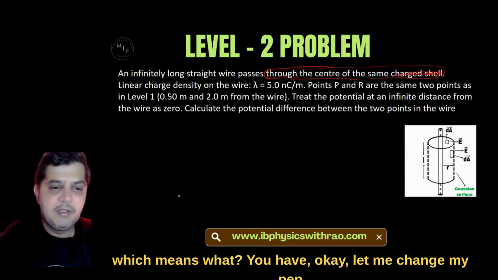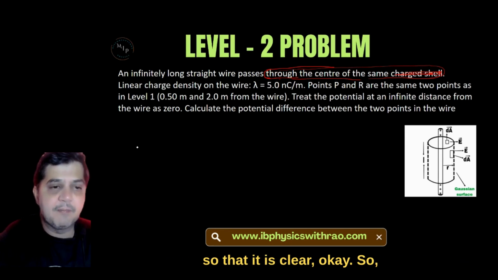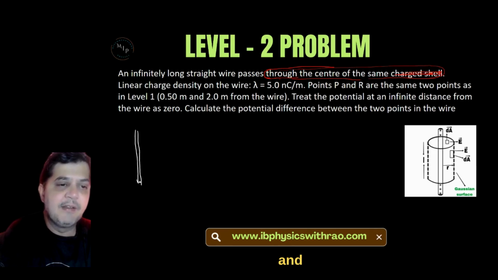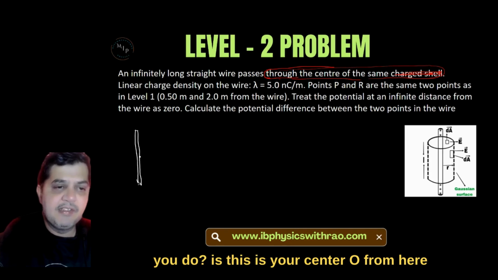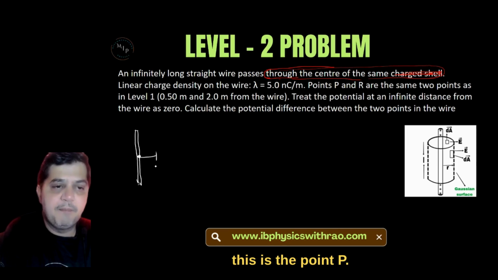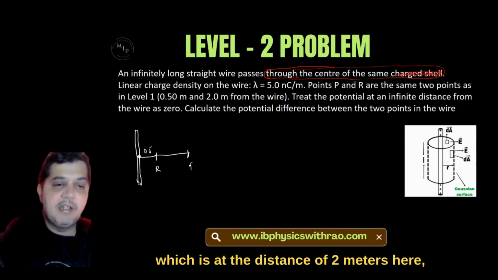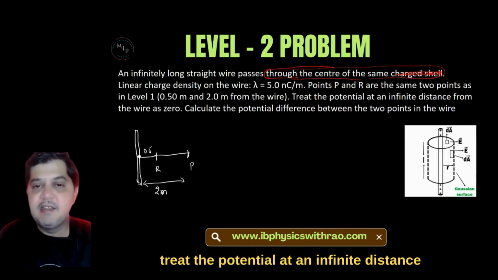Which means what? Let me change my pen so that it's clear. Now you have a charged wire like this, and then it's passing through somewhere. This is your center O. From here, this is the point R, which is 0.5 meter. And there is one more point P here, which is at a distance of 2 meter over here.